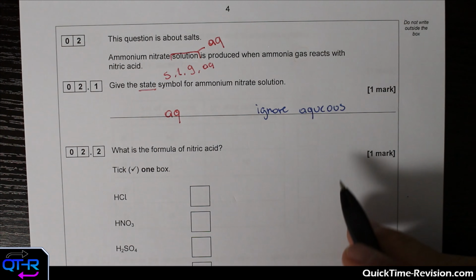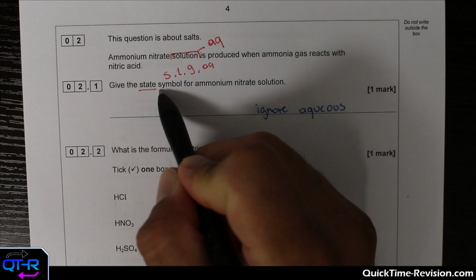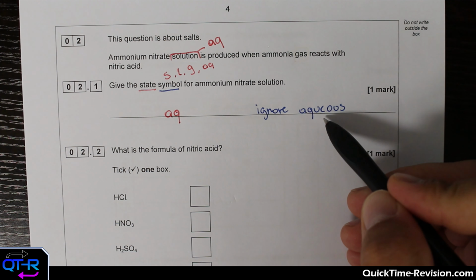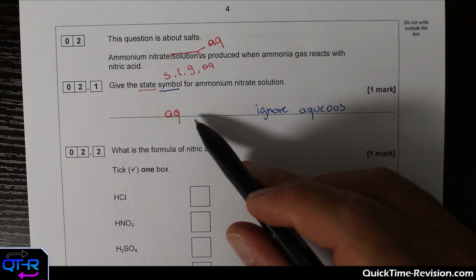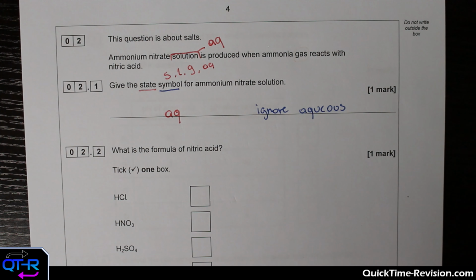The reason why you won't get the mark even though you're technically right is because they're asking you for the symbol. This is not a symbol, this is a word. That there is your symbol, so you wouldn't get the mark if you write down aqueous. And this is the sort of thing that you want to get used to when you are practicing exams. So you gotta make sure you are reading those mark schemes.